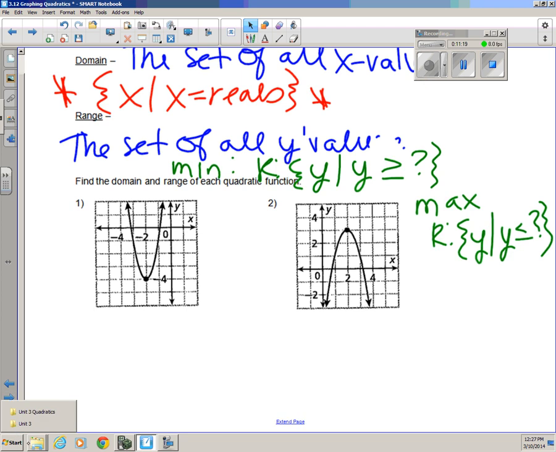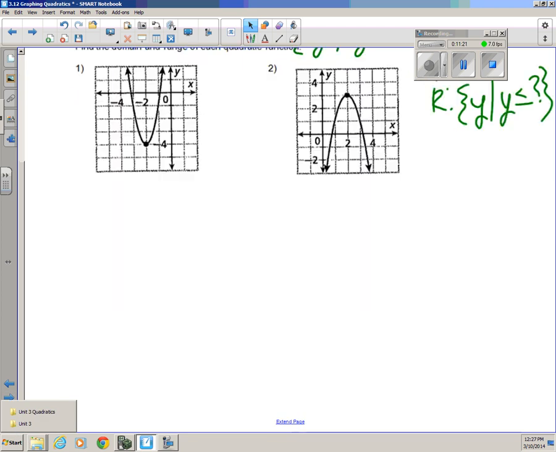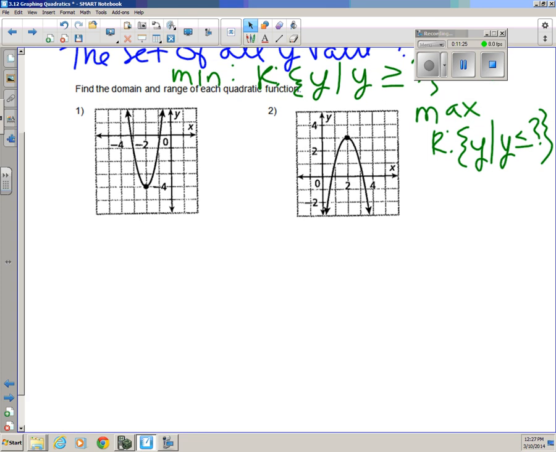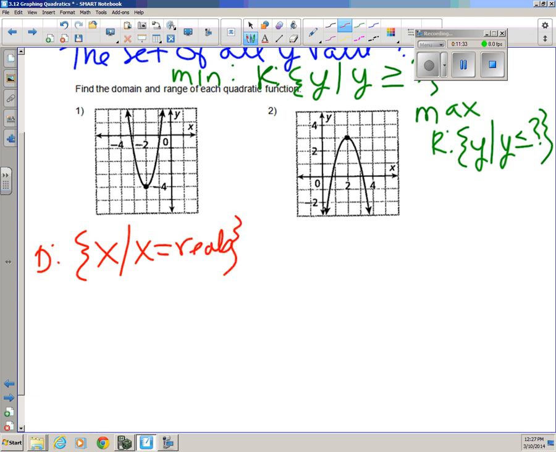Let's take a look at this first graph. Domain, there should be no issue. Domain's the same no matter what. So on this first graph, my domain, and this is how you write it, is the set of all x such that x equals the reals. I might as well do it over here too, because this domain has to be the exact same thing. So graph number 2, the set of all x such that x is equal to the reals.